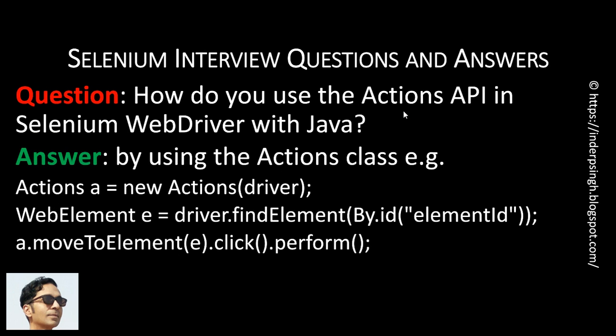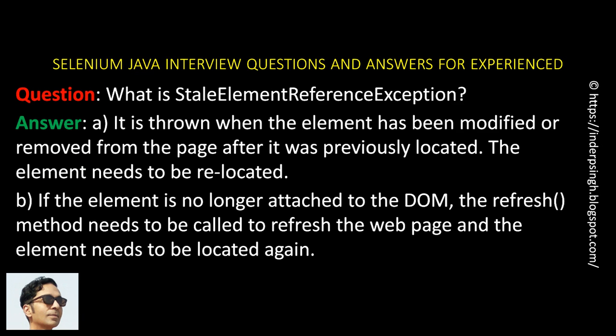How do you use the Actions API in Selenium WebDriver with Java? By using the Actions class, like I showed you. Actions a = new Actions(driver), and then find an element, and then a.moveToElement, .click, .perform. So this is going to move the mouse pointer to that element.